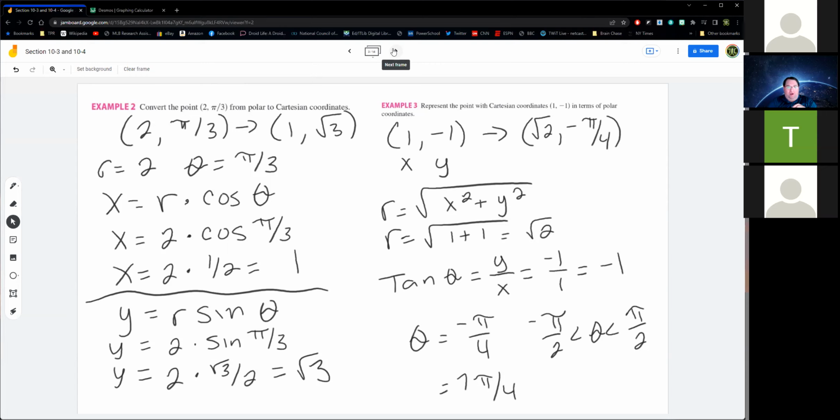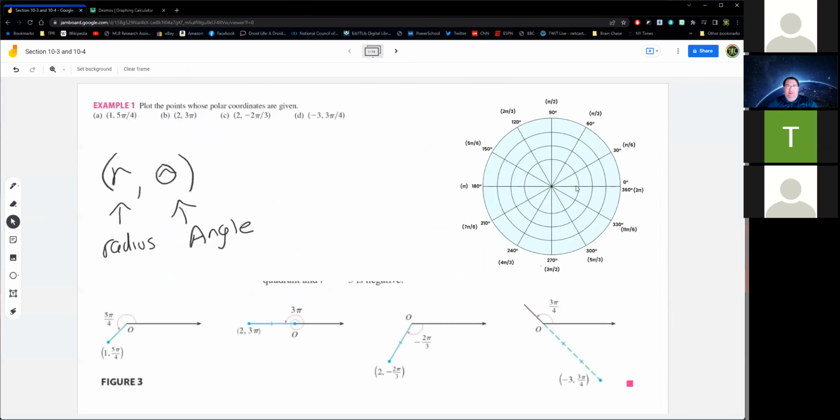Okay. That covers it. And why do you have it equals 7 pi over 4? So remember that we were looking at the polar coordinates before. Remember how they rotate around? Yes. So if I went negative pi over 4, I'm over here.